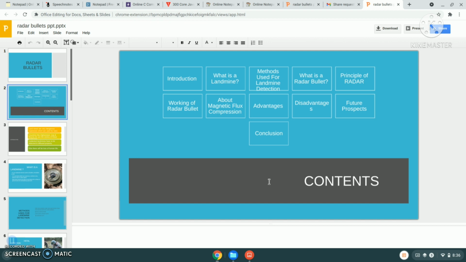In the contents, we are going to see what a landmine is, methods used for landmine detection, what a radar bullet is, the principle of radar, working of radar bullet, magnetic flux compression, advantages and disadvantages of radar bullets, and finally how we can use radar bullets in future.